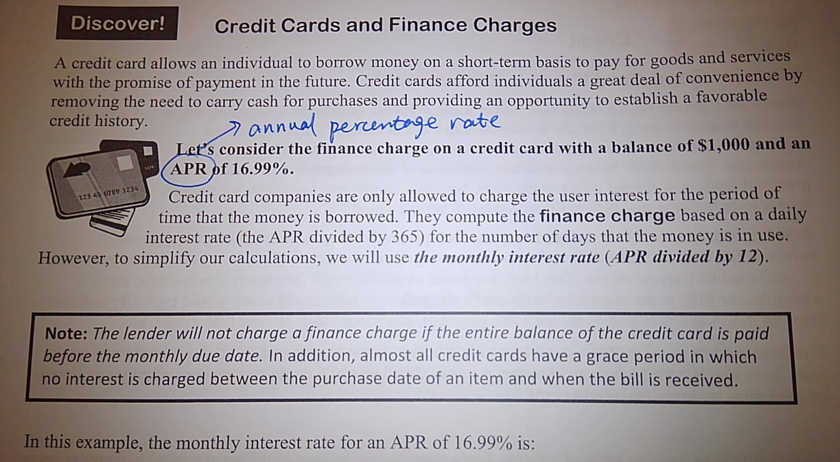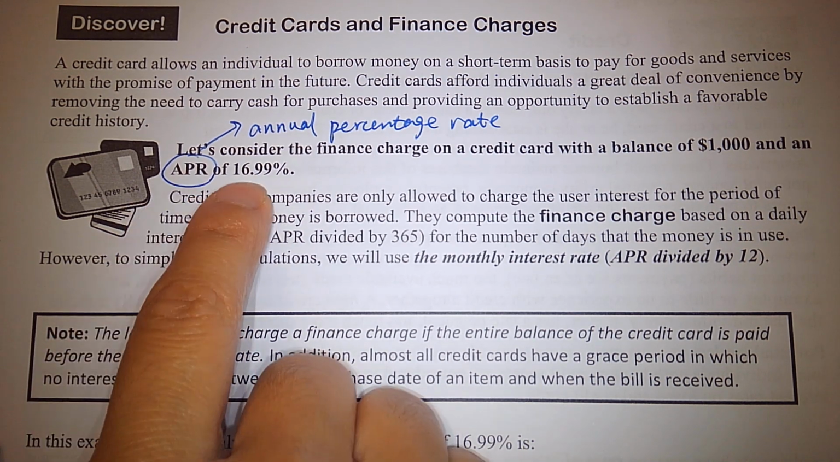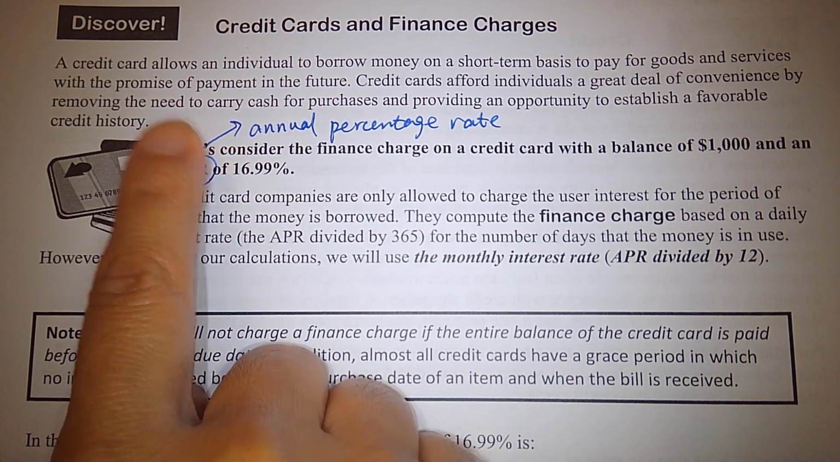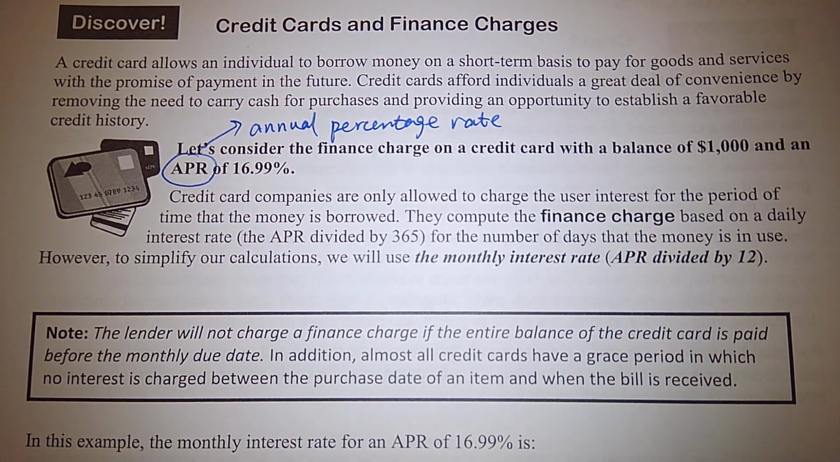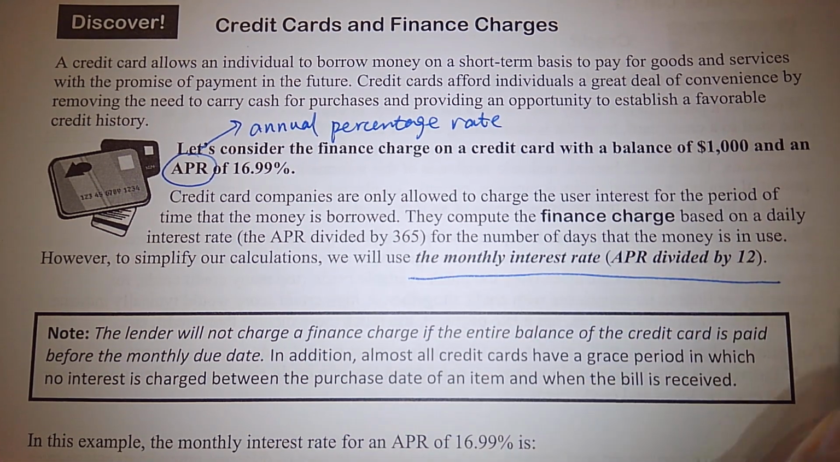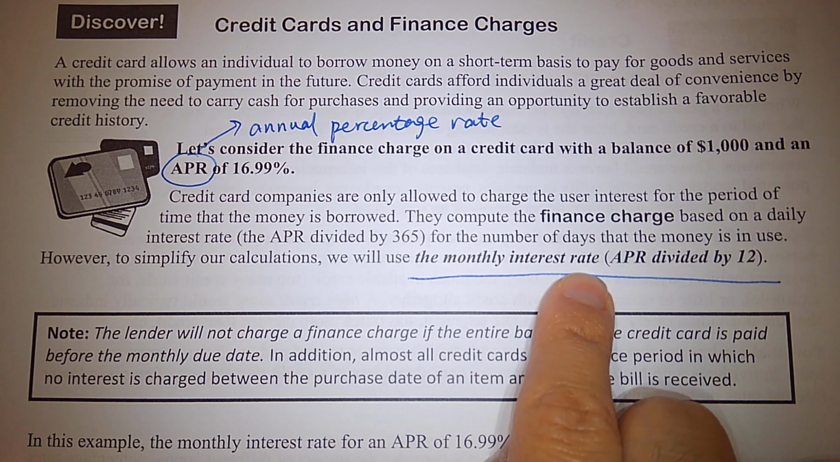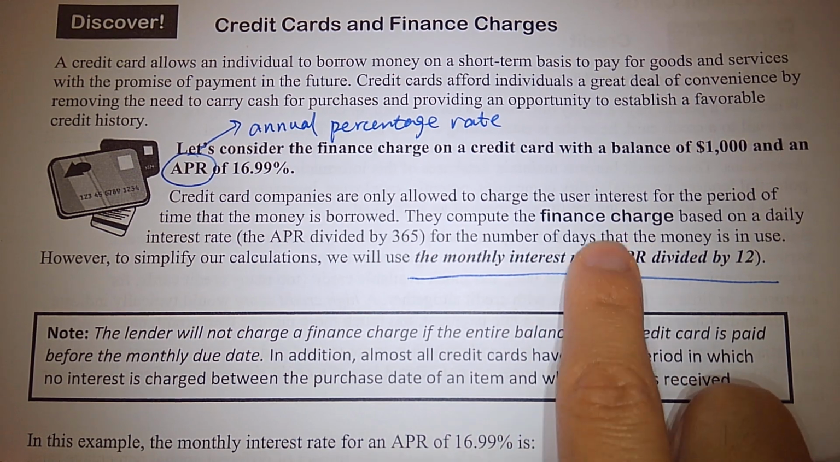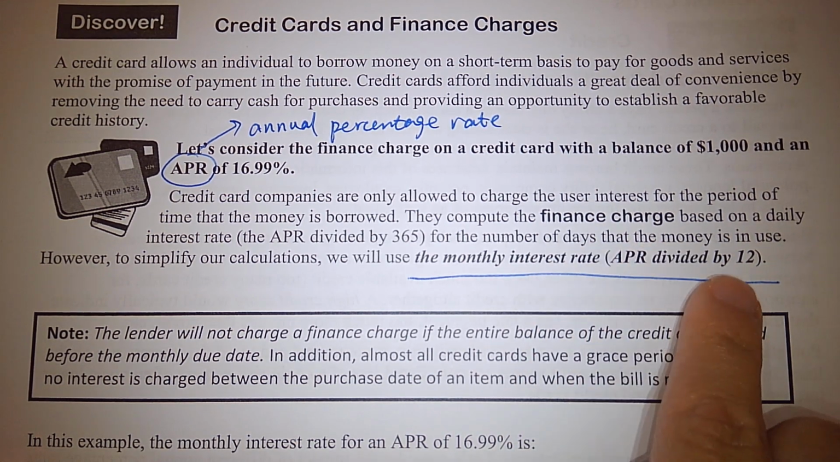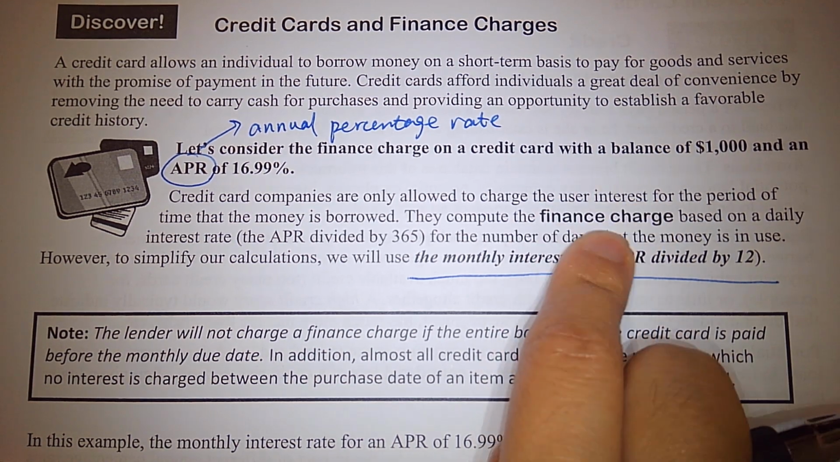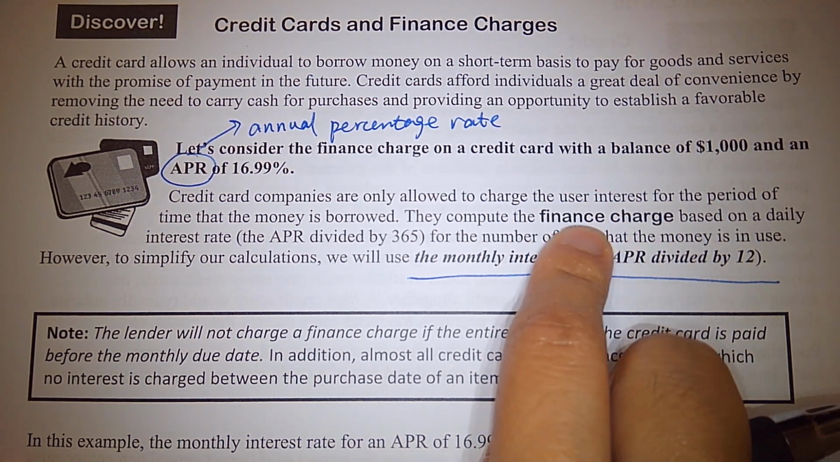Okay, however, do you pay your credit card balance each year, every year? No, we pay our credit card balance each month. So this APR is an annual rate, and during the calculation we're not using APR directly. What do we use? We use the monthly interest rate. How do you get a monthly interest rate? We take APR, the annual rate, divided by 12. Then we will be able to compute the finance charge.